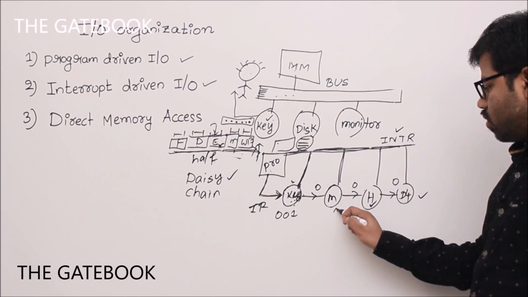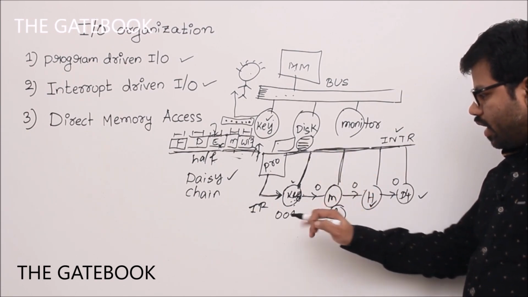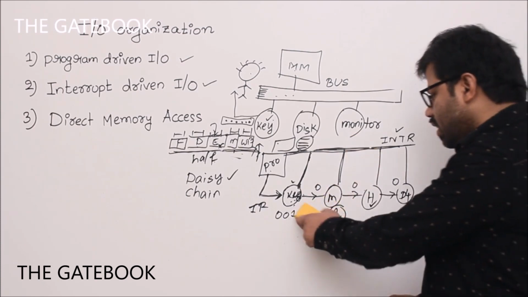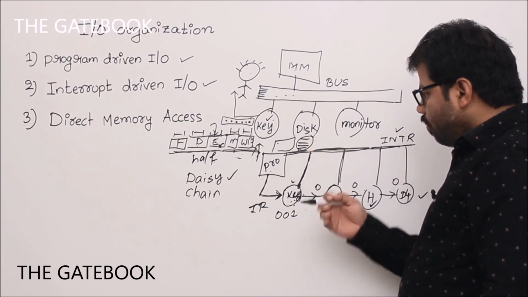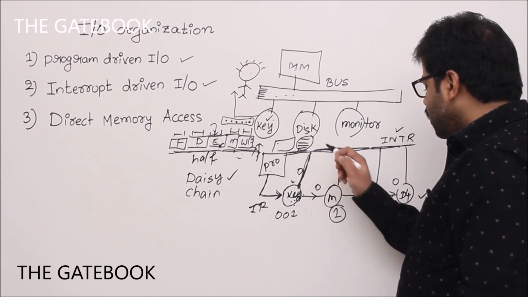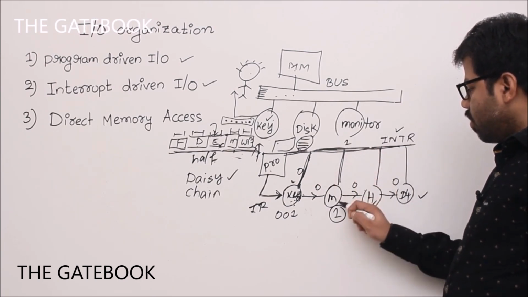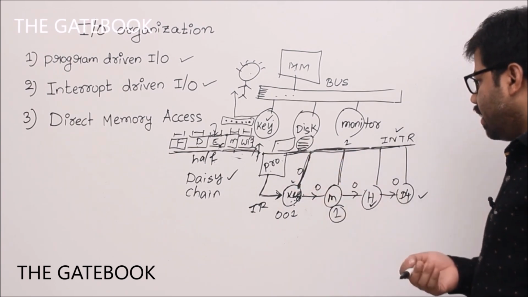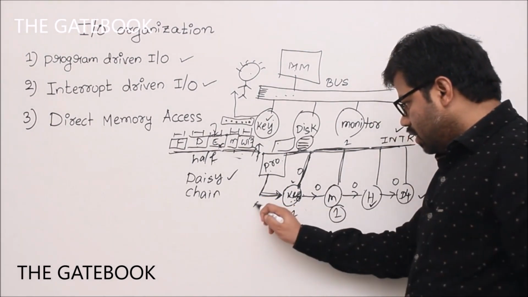Example, let's say the monitor also wants to get serviced, but already keyboard and monitor both sent an interrupt. Now the keyboard's interrupt has been served. What the keyboard will do is make this signal 0, so that there will not be any effect on this interrupt line. The monitor is still 1, right? Because of the monitor's voltage, the processor still feels there is an interrupt, so again it will send an acknowledgement, this time signal 1.